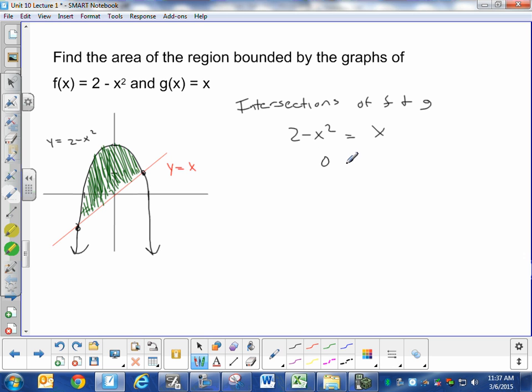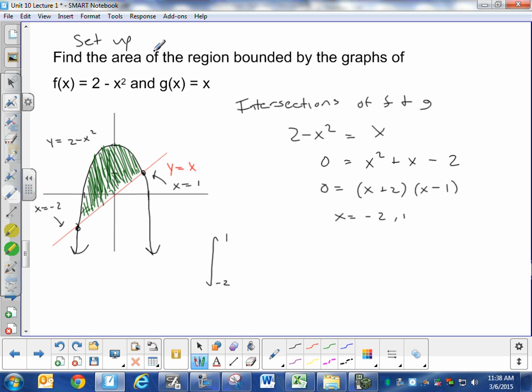How would I solve this? I have a quadratic, so I move everything onto one side, and I solve by factoring or using the quadratic formula. Thank goodness I can factor. This would be one of those questions where I would just say, set up the integral to find the area of the region bounded by the graphs of that.